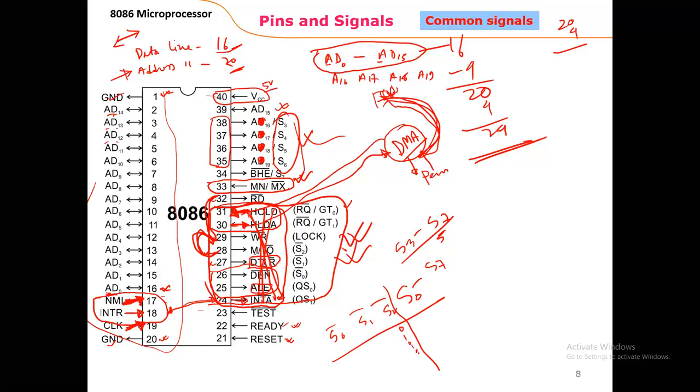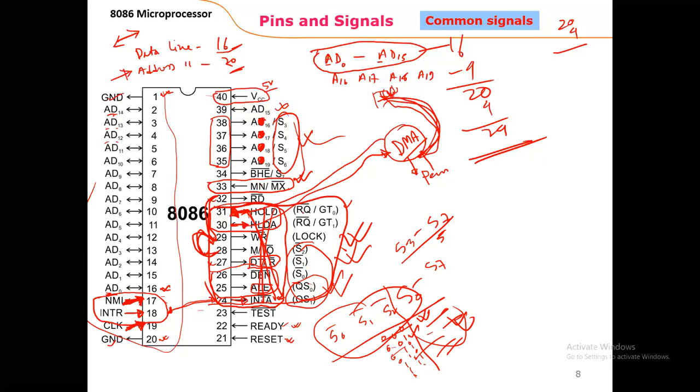0, 1, 0, 1, 0, 1, 0, 1; 0, 0, 1, 1, 0, 0, 1, 1; then 0, 0, 0, 0, 1, 1, 1, 1. If all 3 are low, then one function works; if 2 are low and 1 high, it is another function, and so on. In total, these 3 status signals give 8 functions. We will clear this in our next session. These 3 status signals, and the other 2 status signals, give 4 functions.